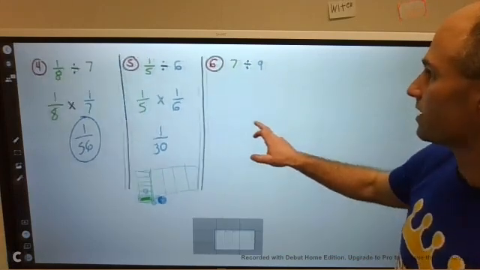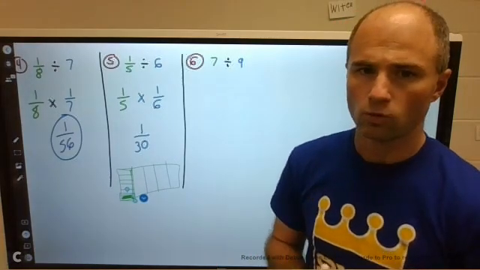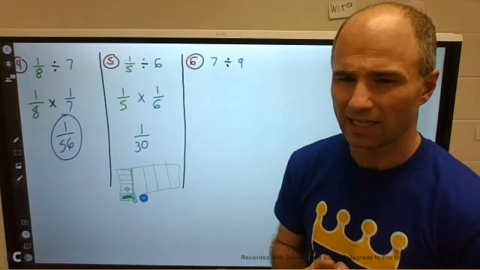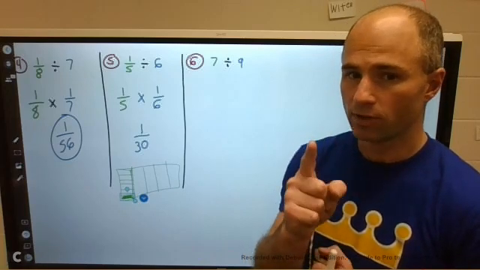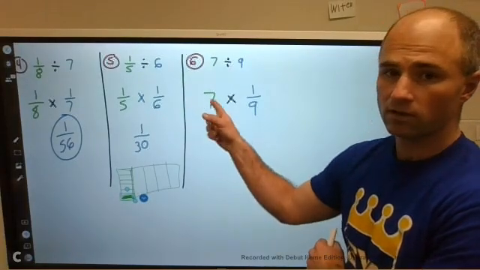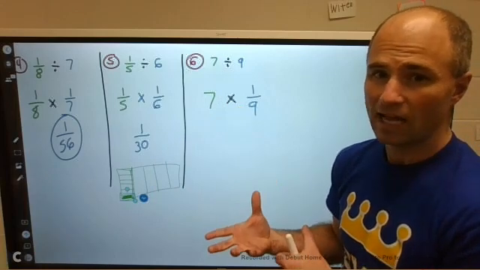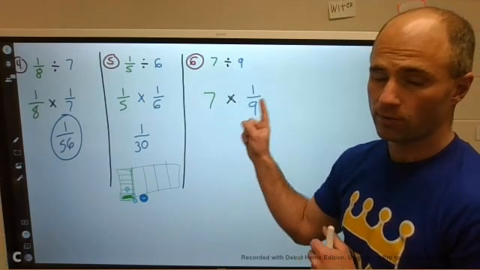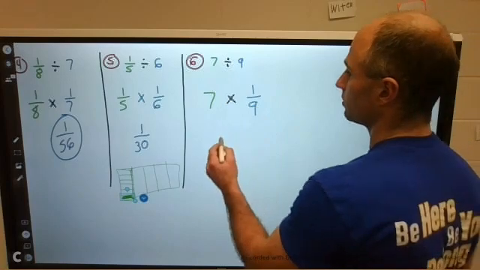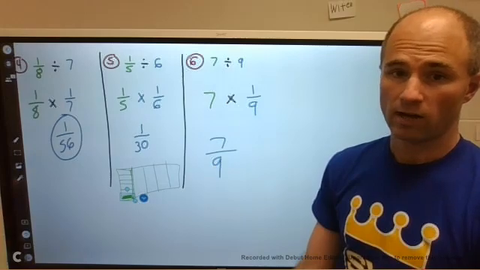All right, last problem before exit ticket time. 7 divided by 9. Ooh, a whole number divided by 9. Don't forget what you do with the first number. Keep it. Go ahead and give it a shot. All right, so kept the 7, switched to multiplication, flipped to 1/9. Now I'm going to do what we did earlier in the week of multiplying a whole number times a fraction. And I'm going to get 7/9. I don't even have to simplify.